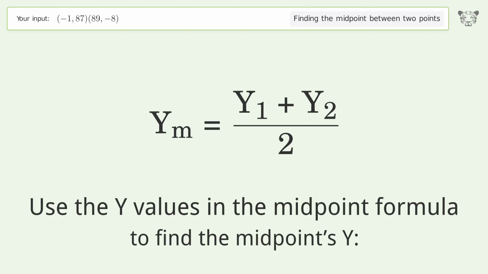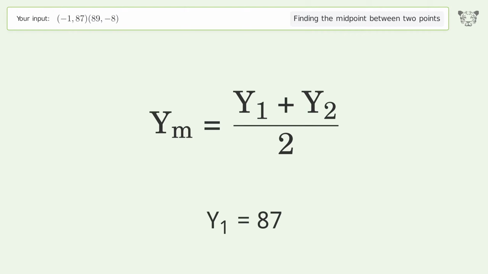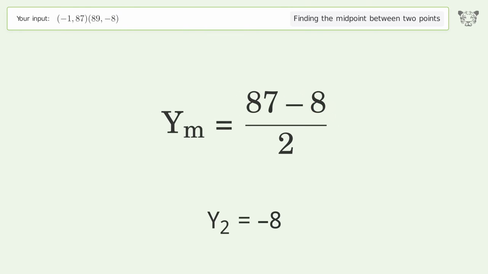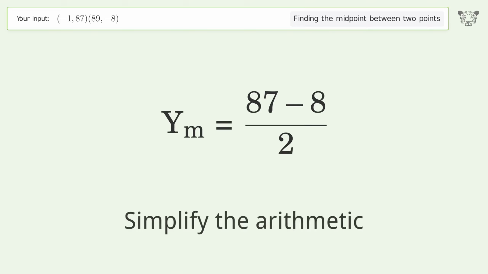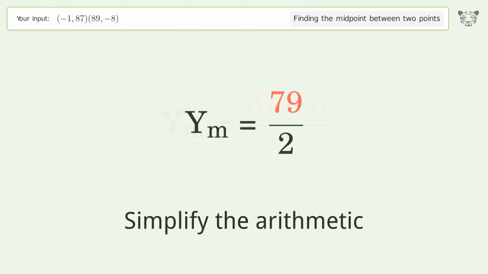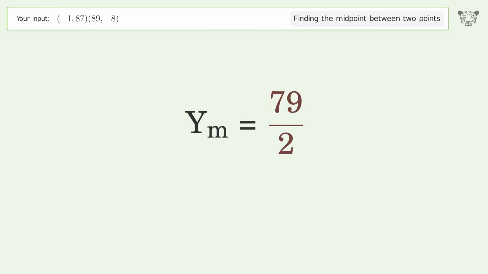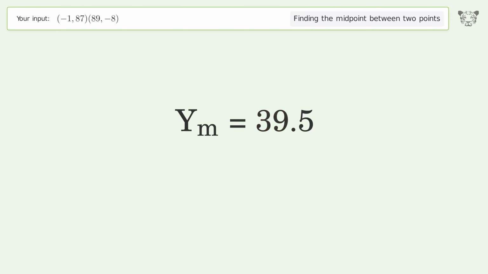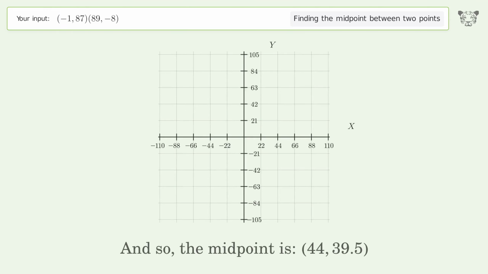Use the y values in the midpoint formula to find the midpoints y. y1 equals 87. y2 equals -8. Simplify the arithmetic. And so, the midpoint is 44, 39.5.